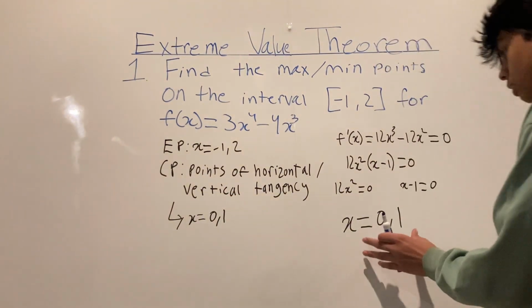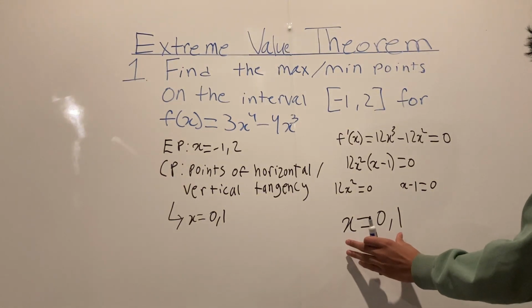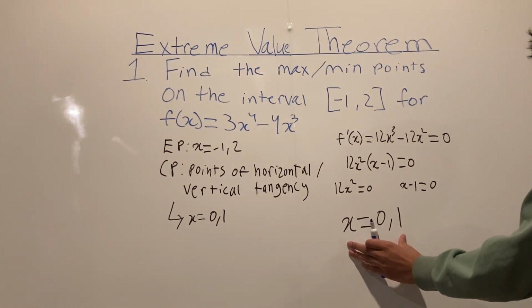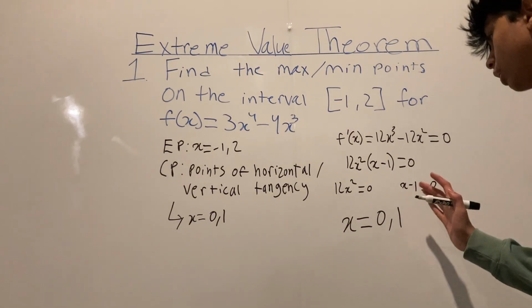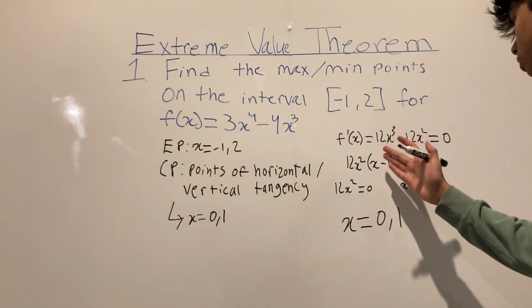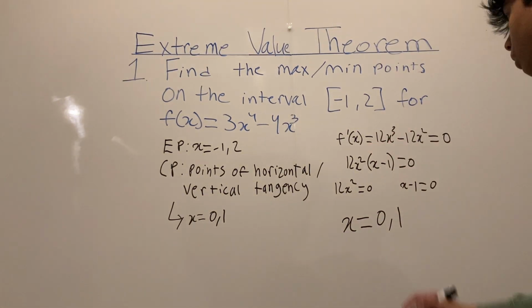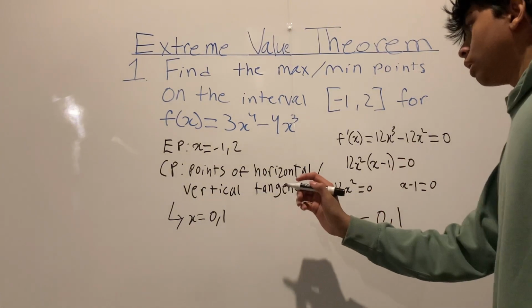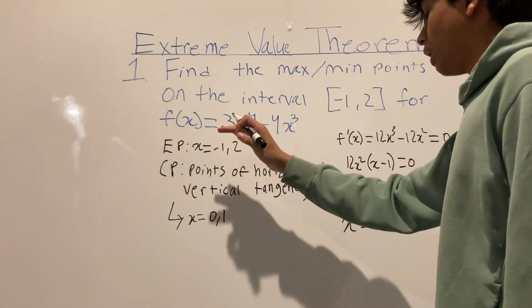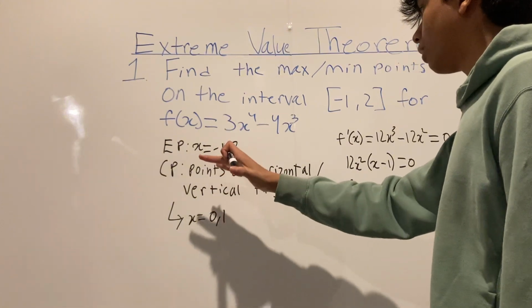Now remember, these points are only where the slope is 0, so this is where there's a horizontal tangent line. There are no vertical tangent lines here because we already saw there's no denominator where we can set it equal to 0. So now what we do is compare the y values for each of these points.